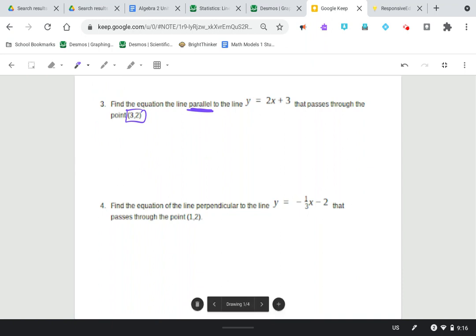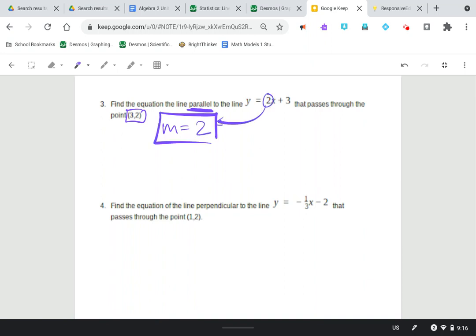So the formula we'll need for this, and I will post that on the lecture notes, but I'll make another version of the different formulas you're going to need. We know that if it's parallel, that means the slopes are the same. So we already know that the slope of the line is 2, and that's coming from right here. So that's one piece of information we already know. And we also have a point.